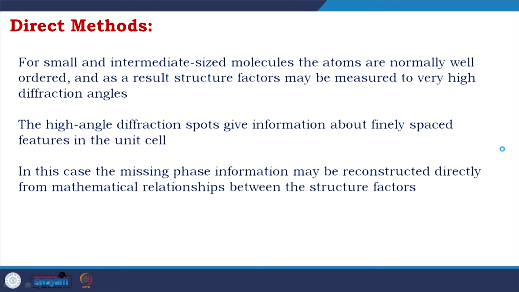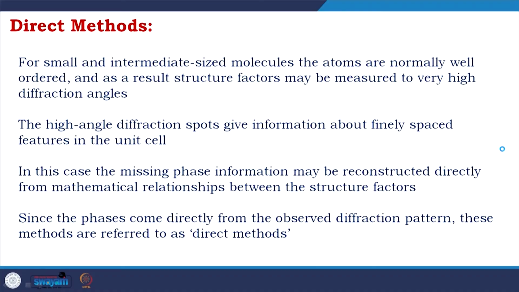Let us think about a NaCl crystal, for example. Here you know that you have only two atoms, sodium and chlorine, and you know their nature, and you also know the space group. So you could reconstruct it, they are less complex. Since the phases come directly from the observed diffraction pattern, these methods are referred to as direct methods.